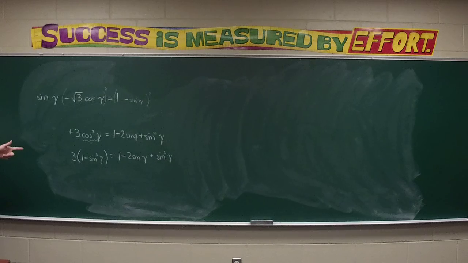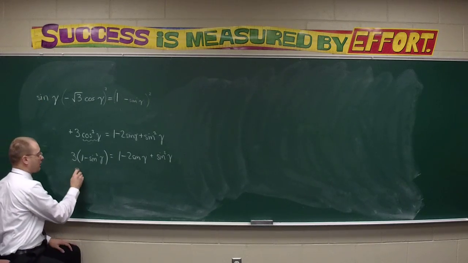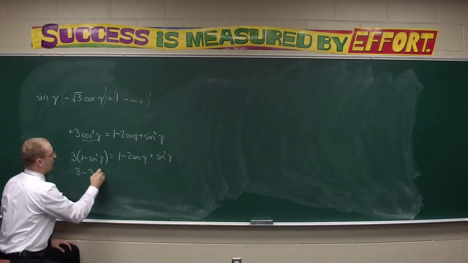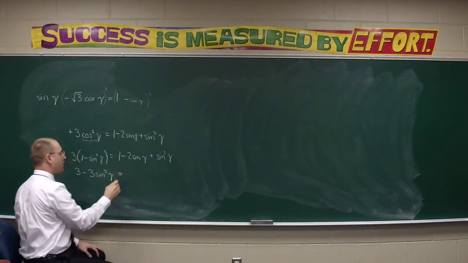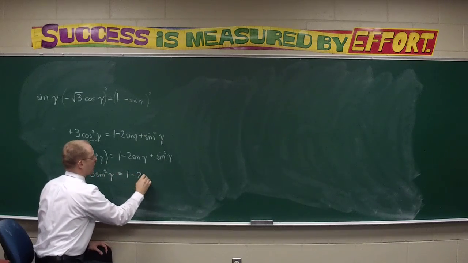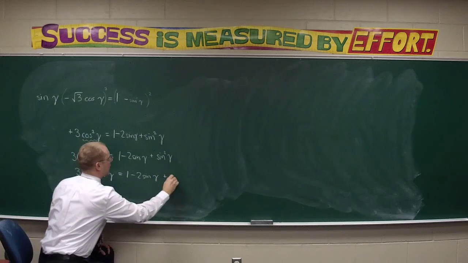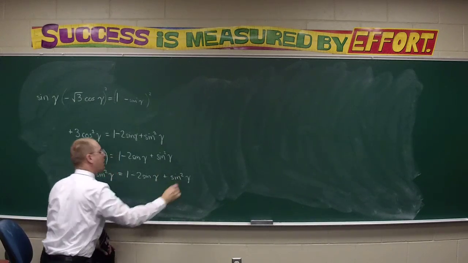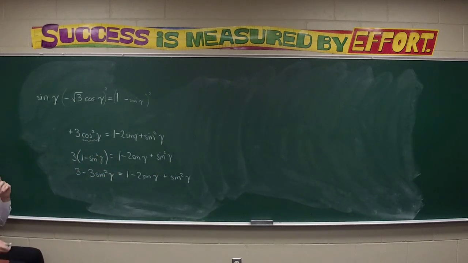All right. Now what, Jamie? Distribute to get 3 minus 3 sine squared. And again, the pattern is kind of consistent here. You keep seeing the same kind of thing. It's a little bit different numbers each time, the same kind of thing happening every time. Quentin?